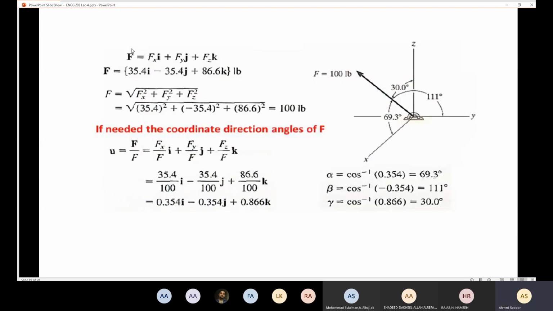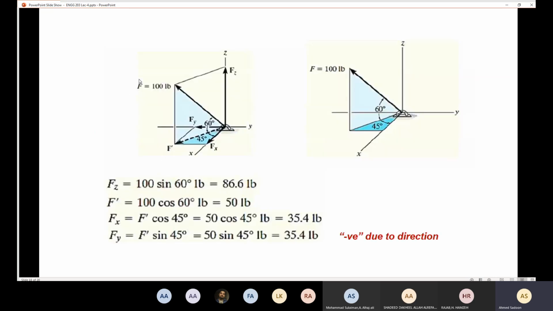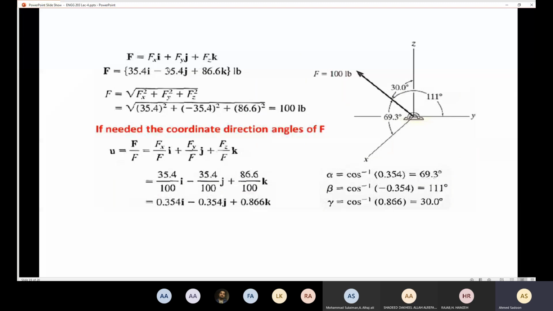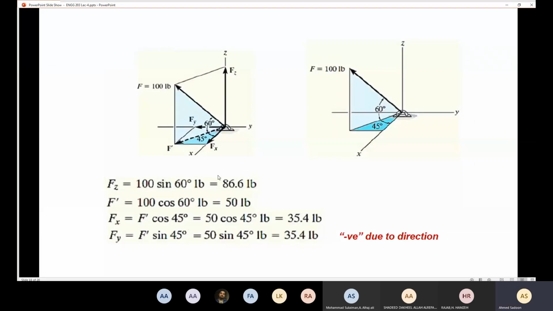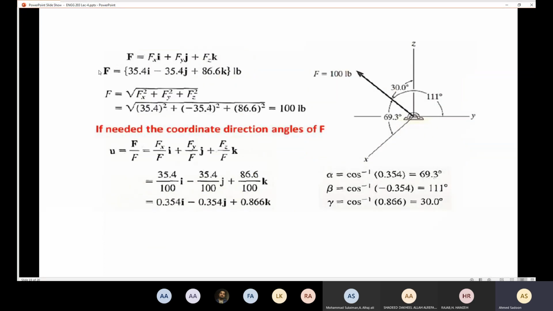Now here I have F, which should be Fx i plus Fy j plus Fz k. Since I have Fx, I will put Fx here from here. This one is Fx and this one is Fy, and I put minus because Fy is opposite to the positive y. So here I have minus 35.4. And for the Fz, we calculated it from the first time, which is 86.6. So now I managed to express the force in Cartesian notation.